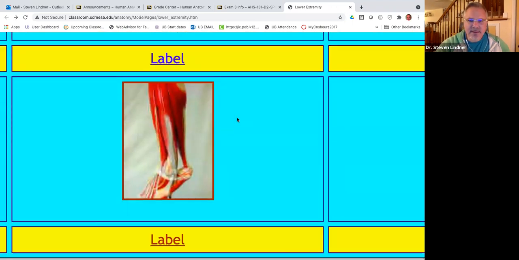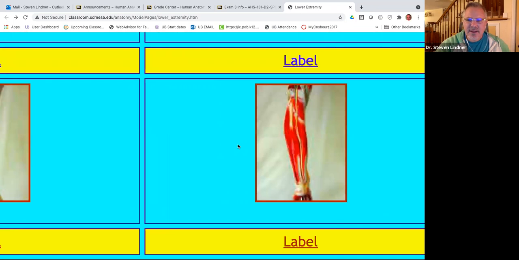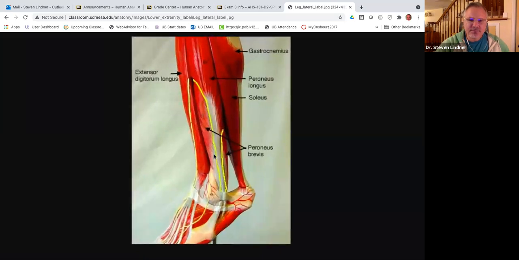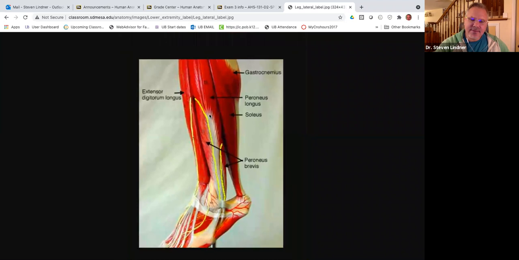Okay, let's look at, I think we're on our last row here. So let's look at the lower leg. We'll look at it from the lateral view first. So here's the lower leg. And from the lateral leg, we can see the muscles that are purely lateral, which is the peroneus longus and peroneus brevis, also known as fibularis longus and fibularis brevis.